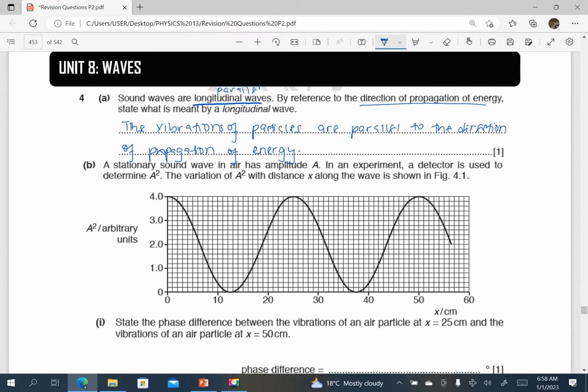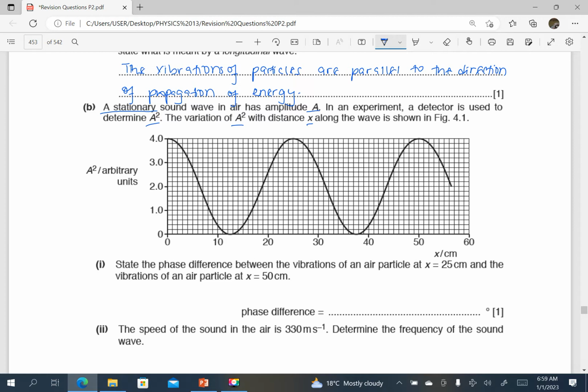Okay. A stationary wave. I want you to note it is a stationary wave. A stationary sound wave in air has amplitude A. In an experiment, a detector is used to determine A squared. The variation of A squared with the distance x along the wave is shown in the figure. So this is the variation.